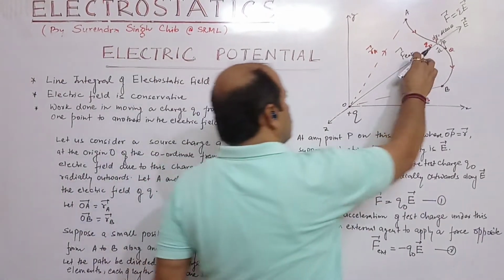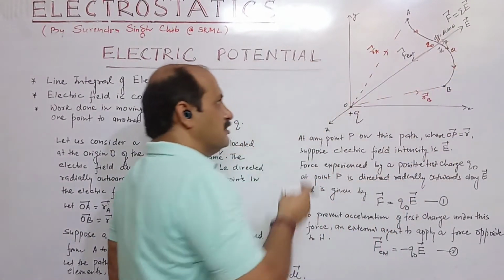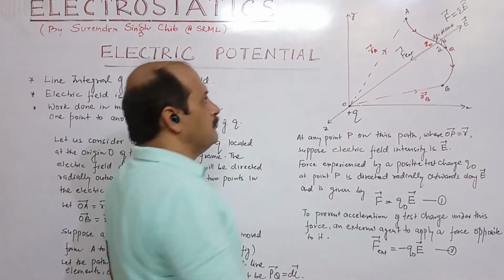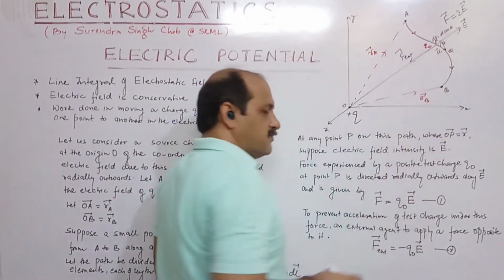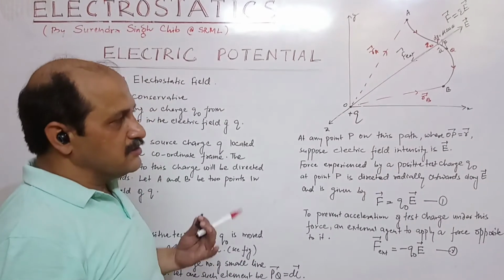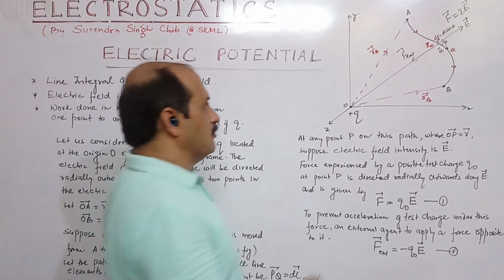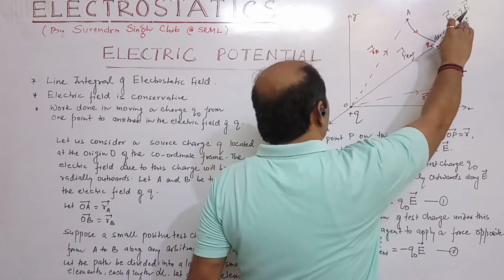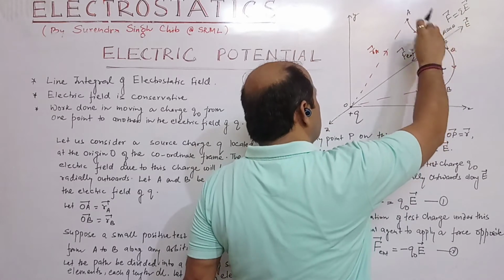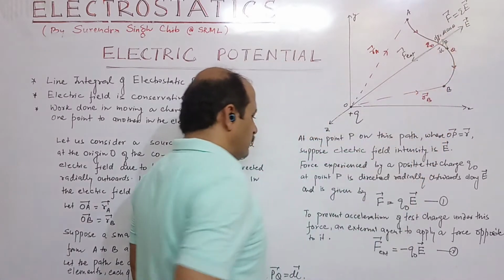When these forces balance each other, it is easier to move the charge from P to Q, and it is without acceleration. When that force is zero, it means there is no acceleration along this direction. It will not move here or there. So it is easier to move from P to Q.